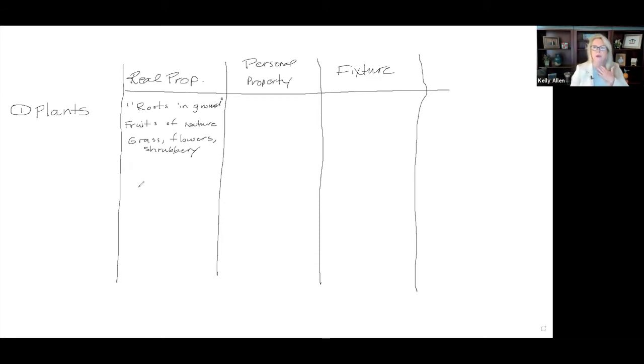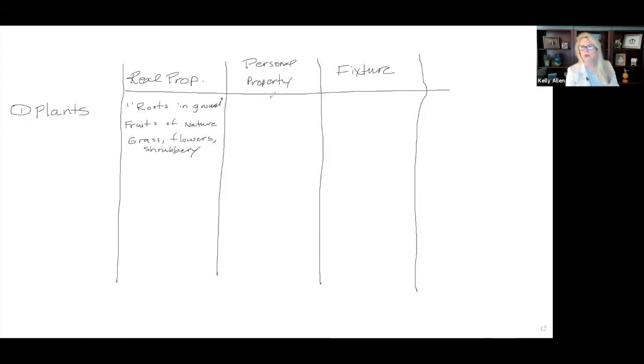What do we know about real property? Those items are pertinent to the property. They stick to the property. They will transfer with the property when the land sells or is gifted, and so on and so forth. So, fruits of nature.